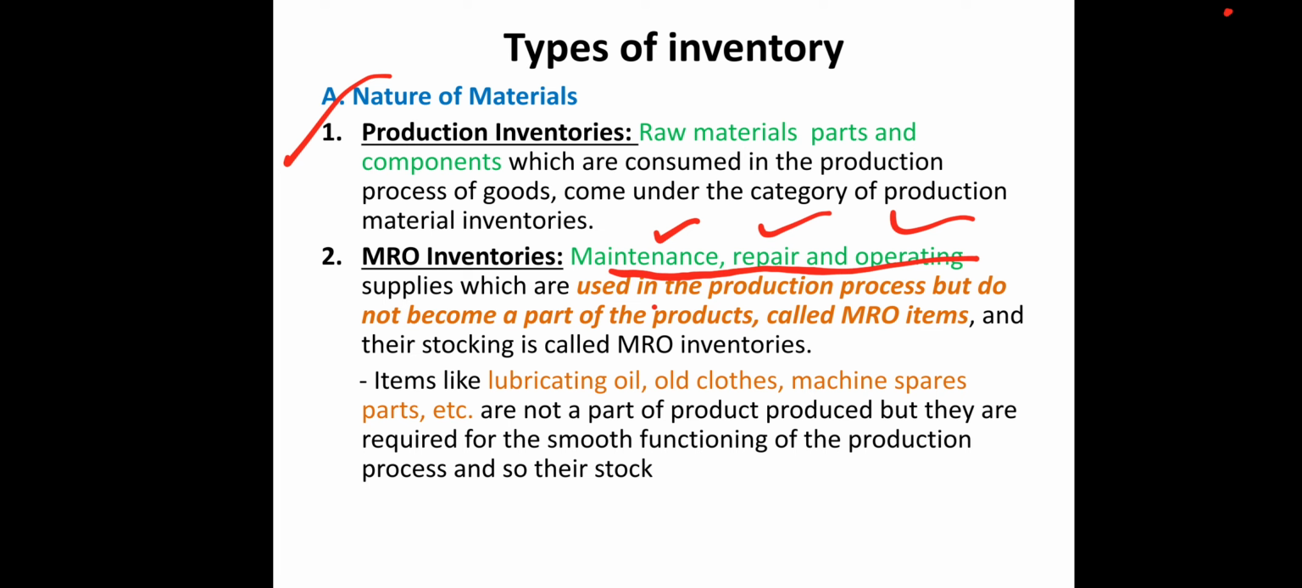Raw material, parts and components are directly part of the production process, but MRO items are not directly part of production; they facilitate the production. So these can be known as indirect material inventories or MRO inventories. Which are those? Those are lubricating oils, old clothes, machine spares and parts. They will not become a part of the product, but they will facilitate the production process.